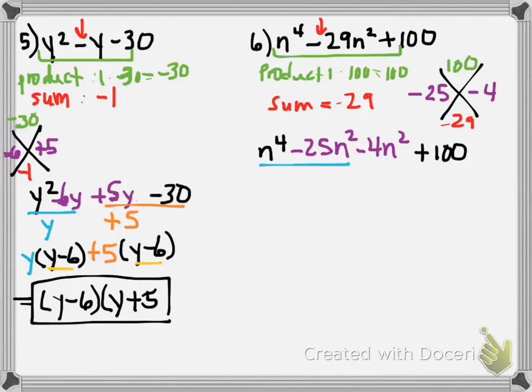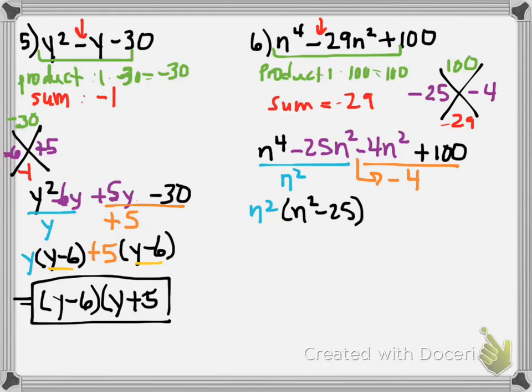So the first two have just an n squared in common. What do the second two have in common? 4. Negative 4 is what we're going to pull out. So first guy, we get an n squared, and that leaves behind an n squared minus 25.